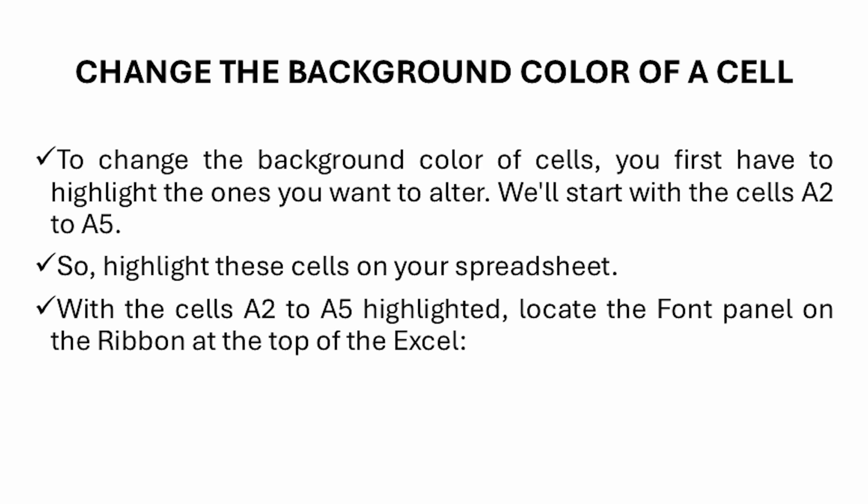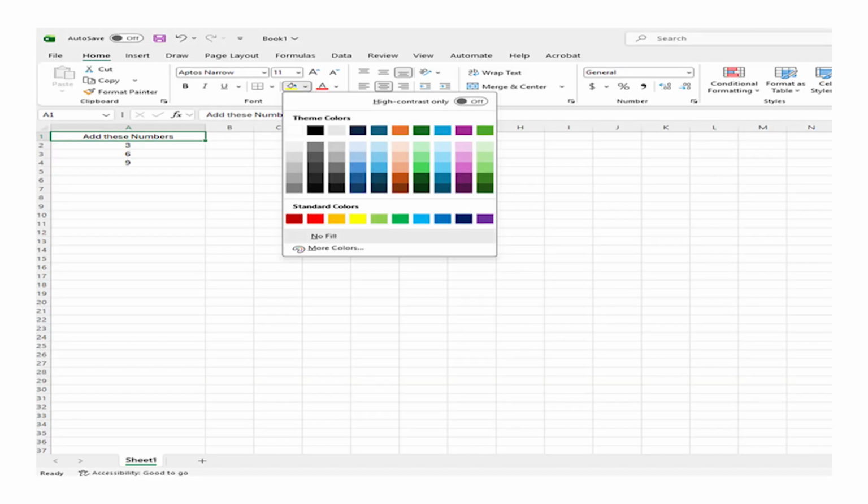With the cells A2 to A5 highlighted, locate the font panel on the ribbon at the top of the Excel. Locate the paint bucket and click the arrow just to the right of it. You'll see some colors appear. Move your mouse over any of the colors and the cells will change automatically. You can then see what the new color looks like. Click with the left mouse button to set the color you want. If you don't like any of the colors displayed, click on More Colors.